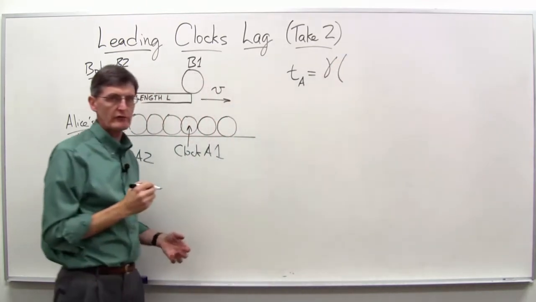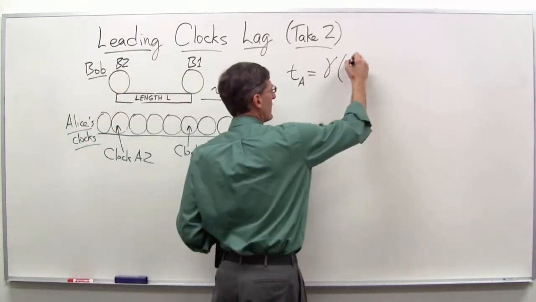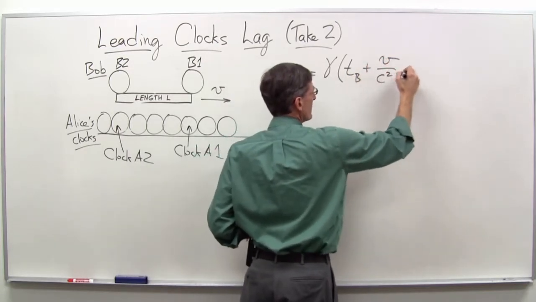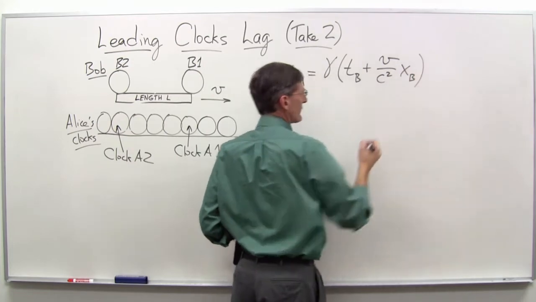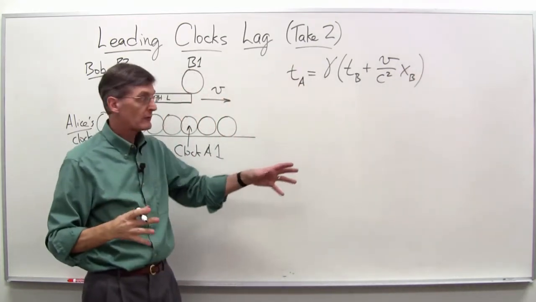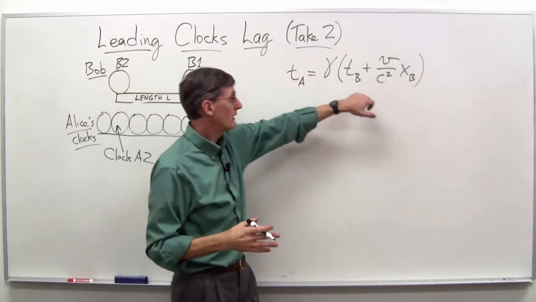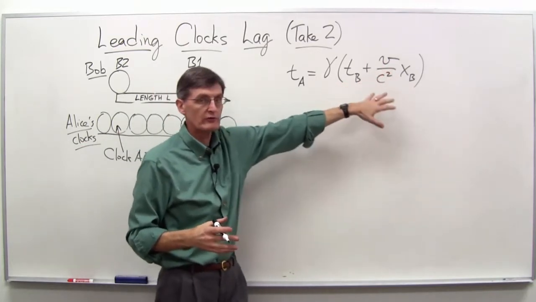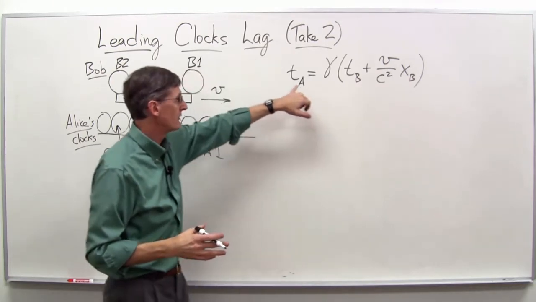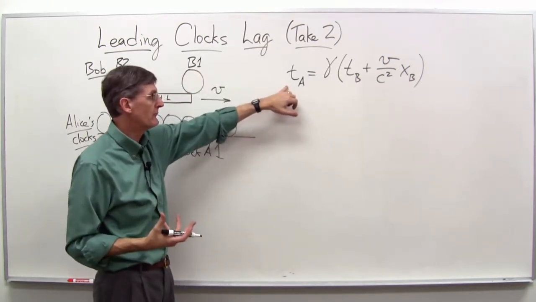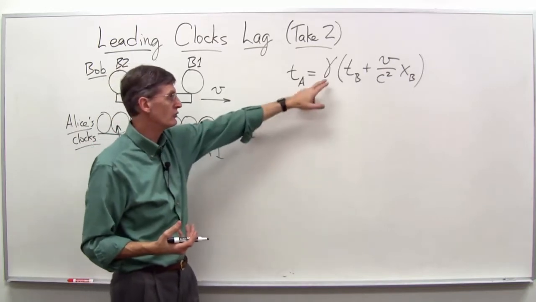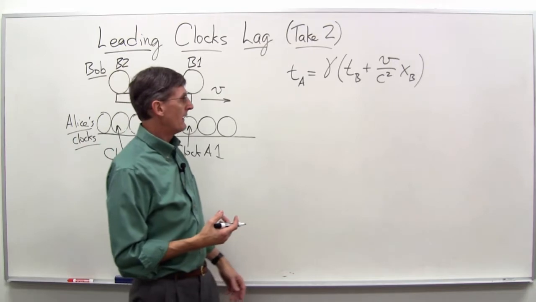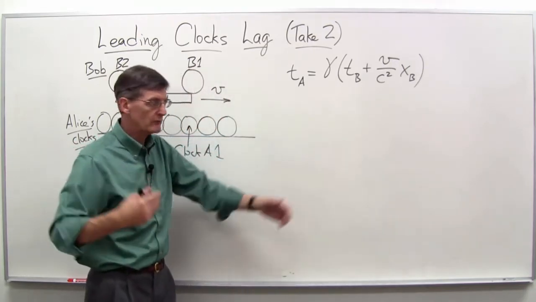This is the time equation now. T sub A equals gamma times (T sub B plus v over c squared x sub B). In other words, given the space-time coordinates, the x coordinate and the time coordinate of something happening in Bob's frame, according to Bob's time and distance measurements, I can find the time coordinate in Alice's frame using this equation, where gamma is our usual factor, 1 over the square root of 1 minus v squared over c squared, and v is the relative velocity between the two frames.